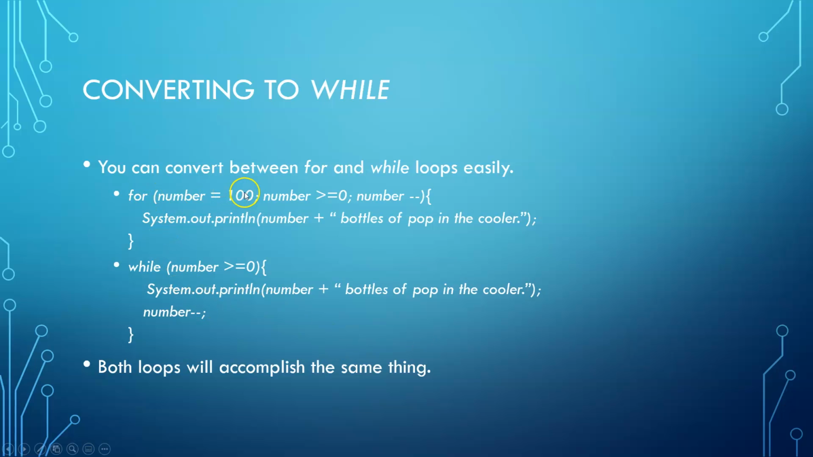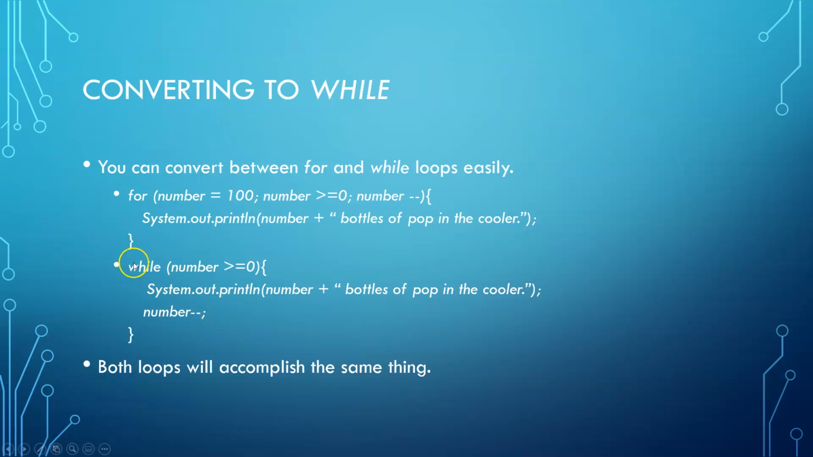I have for number equals 100, number is greater than or equal to 0, number minus minus, System.out.println number plus bottles of pop in the cooler. Then we say while number is greater than or equal to 0, System.out.println number of bottles in the cooler, number minus minus. You'll notice the big change here is what happens inside here. So here, for example, is our starting value. Here, the minus minus moves inside.